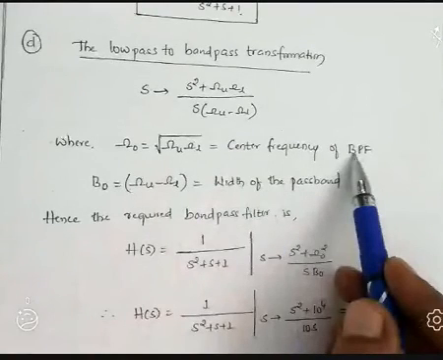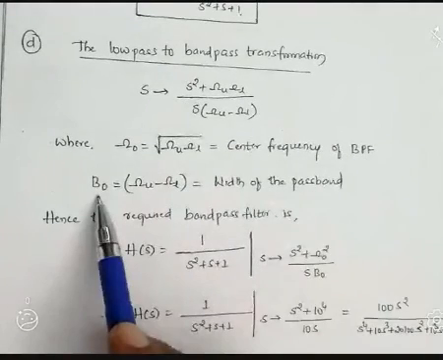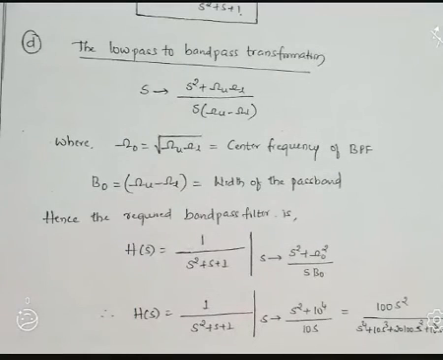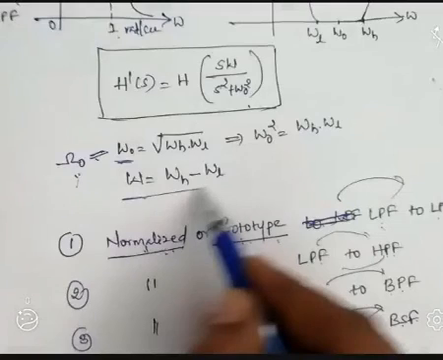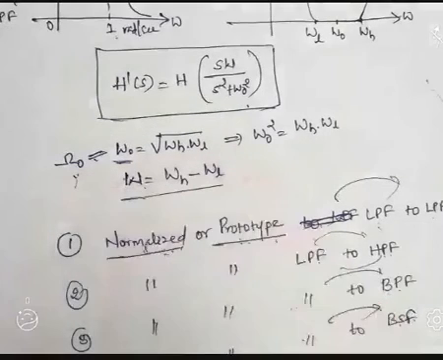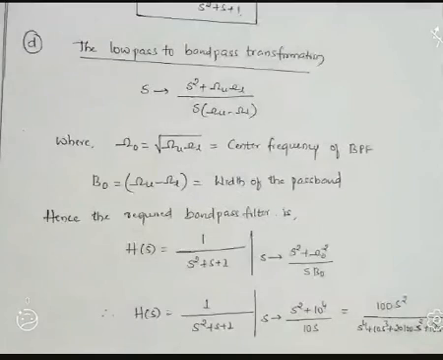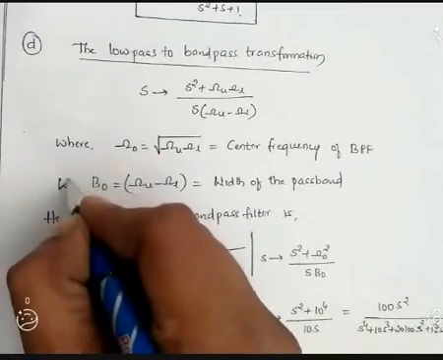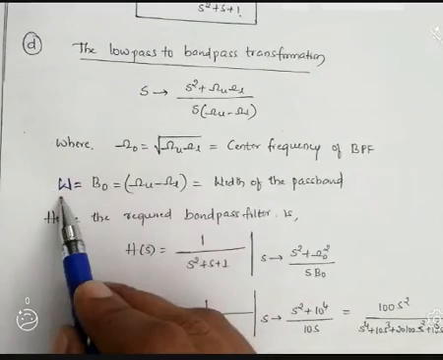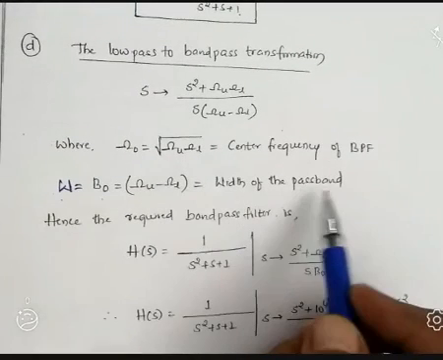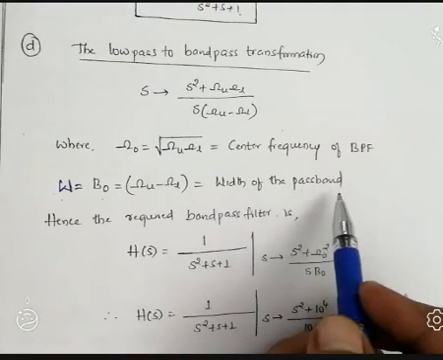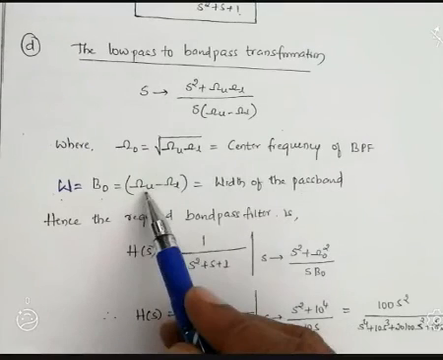Next, I will indicate one more notation, width. I use the notation W, which stands for the width of the filter, the width of the frequency. Here I use the notation B naught. The meaning is the same. W or B naught stands for the width of the pass band frequency, that is omega u minus omega l.